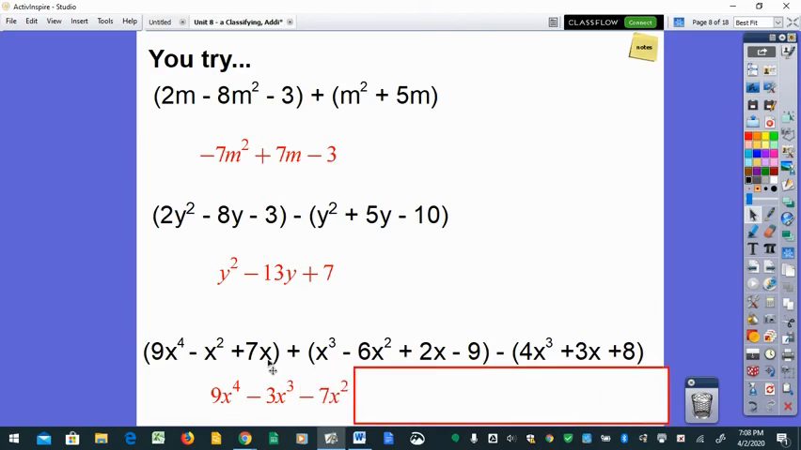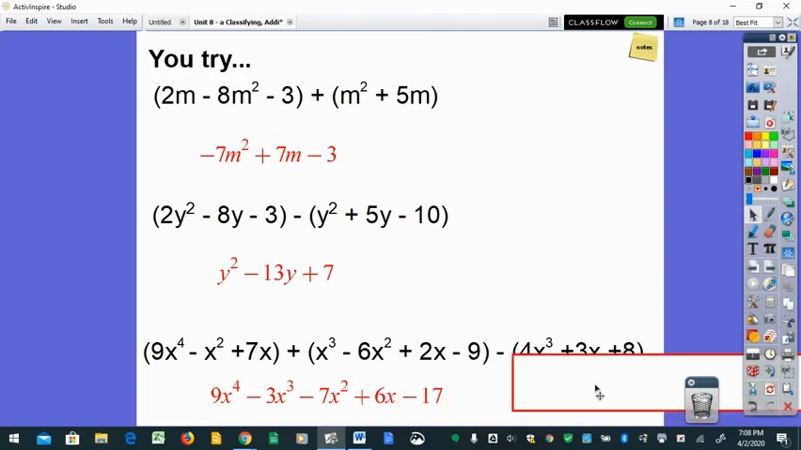I'm going to go to an exponent of 1, so 7x plus 2x would be 9x, minus the 3x would give me a positive 6x. And now I'm going to grab my constants, and I'm going across. There's a negative 9 minus a positive 8. Negative 9 minus 8, the constant would be a negative 17.